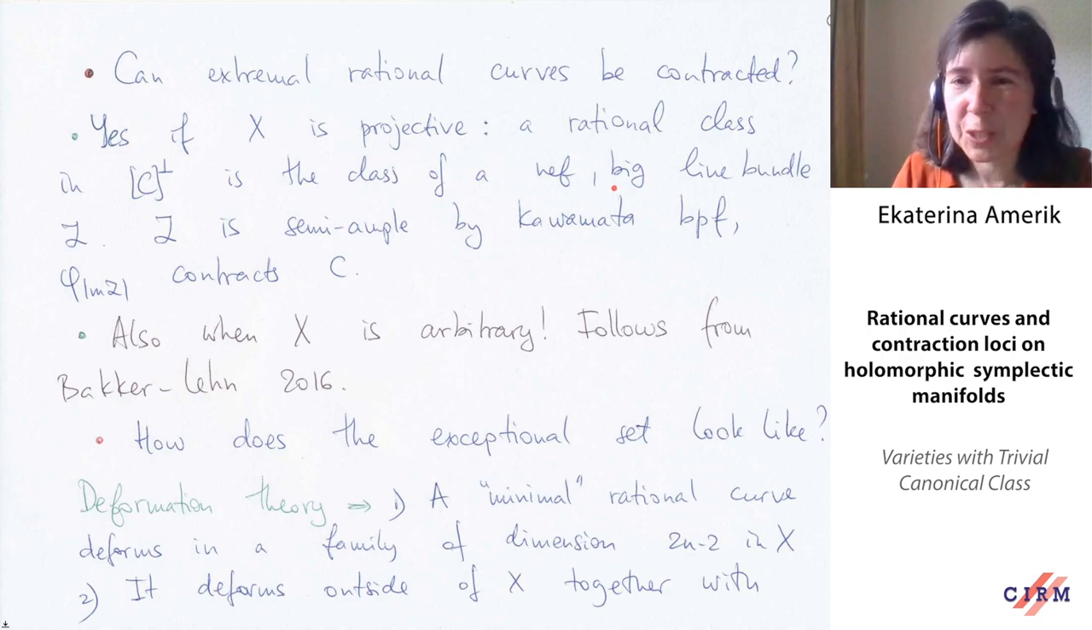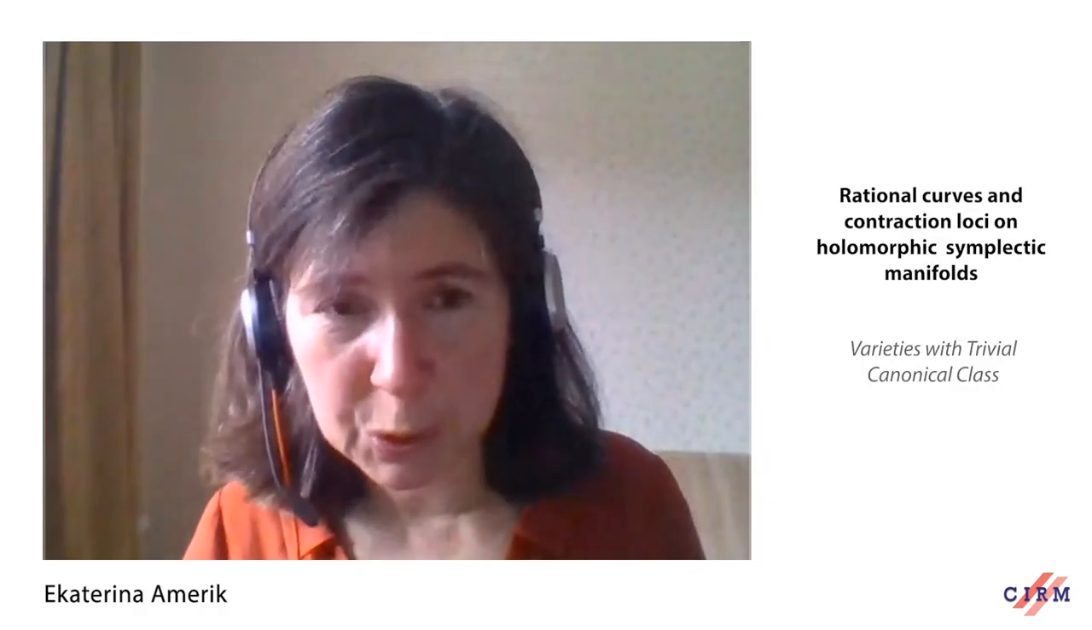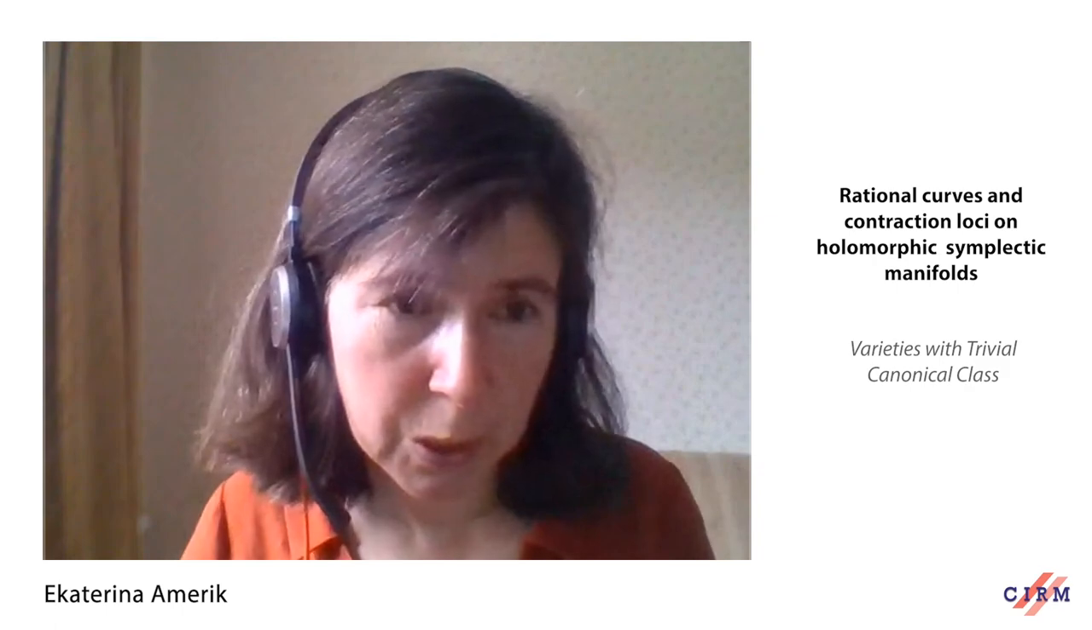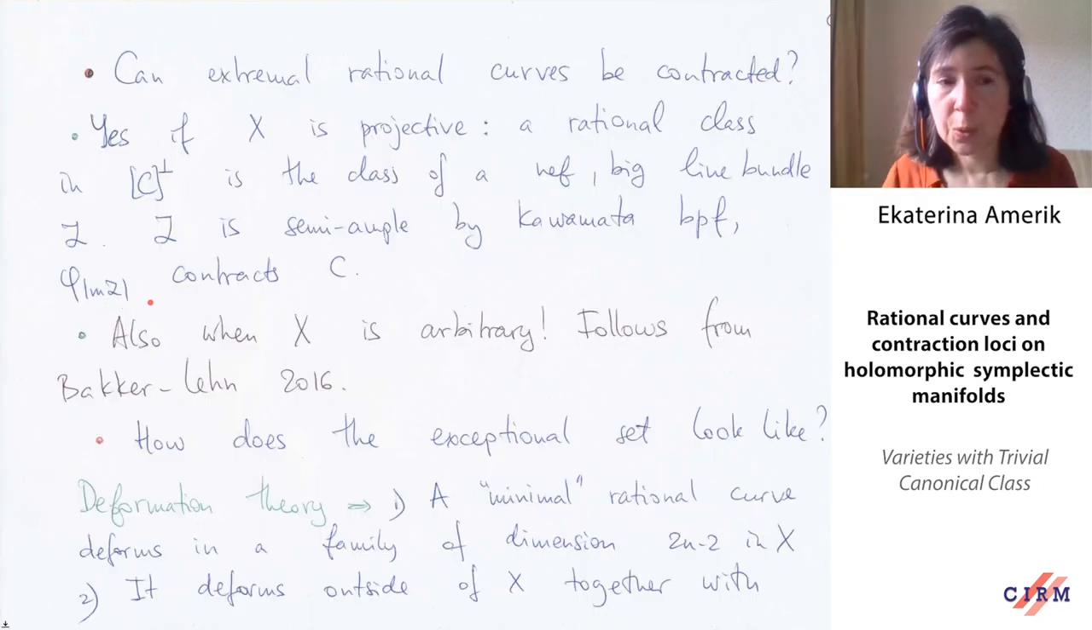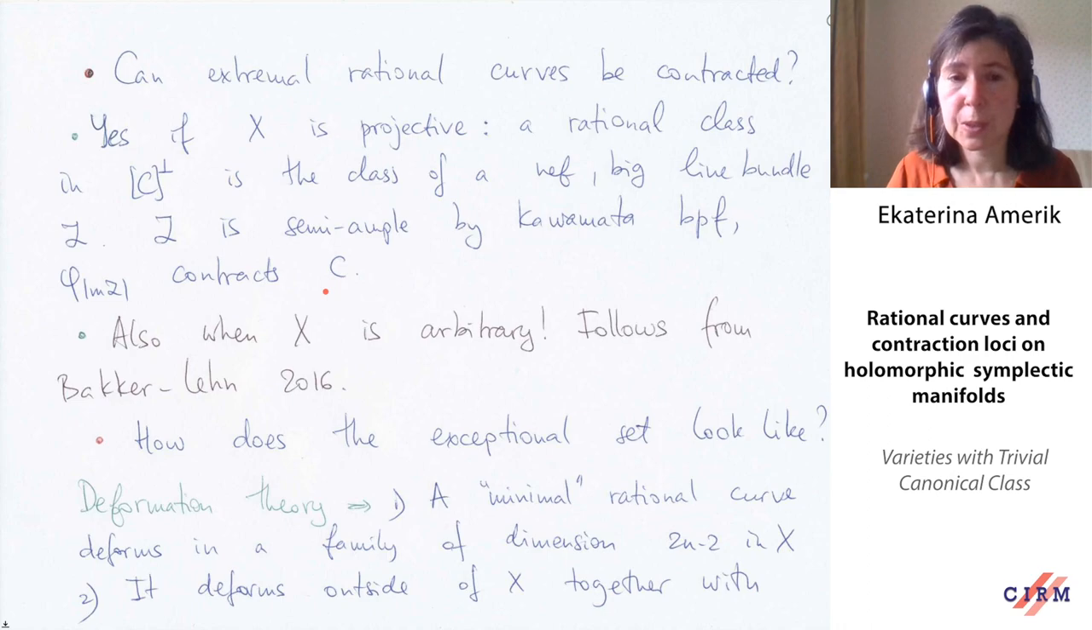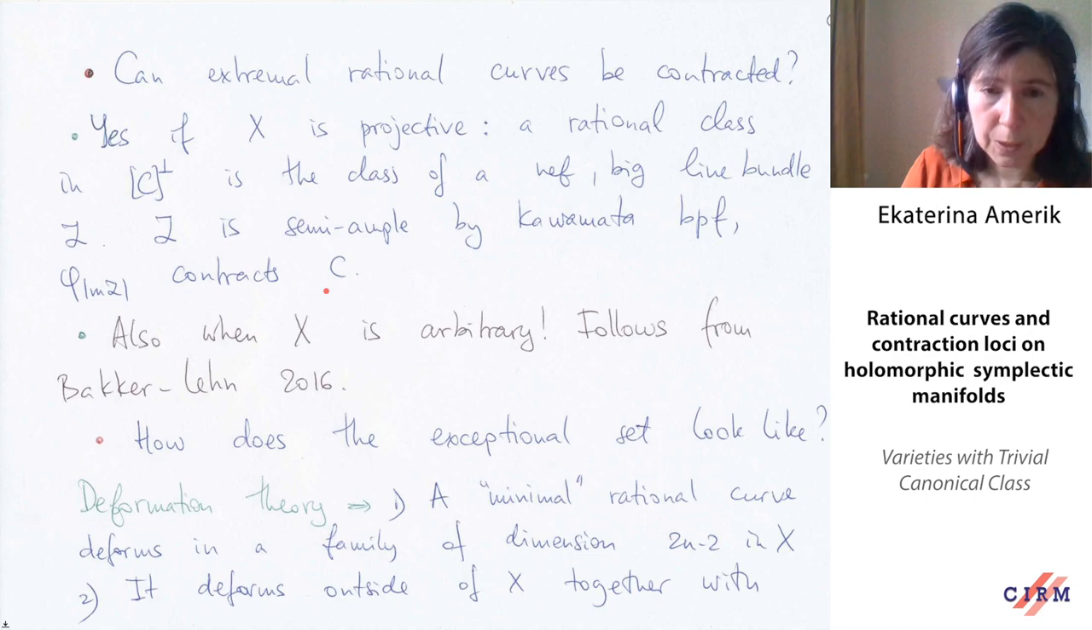Okay, by definition, we are looking at positive classes, so it has positive Beauville-Bogomolov square, and then it is nef, so it is automatically big, and then it's semi-ample by Kawamata base point free theorem, the corresponding morphism contracts the curve C, and all its deformations and all curves whose cohomology class is proportional to C, and only them.